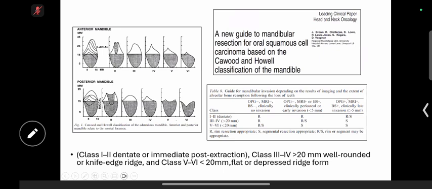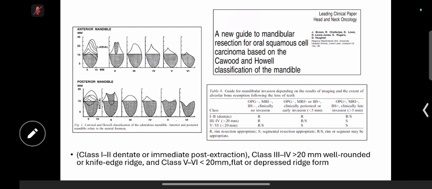This is another article by Brown et al., in which they have given a guide to mandibular resection for oral squamous cell carcinoma based on the Cawood and Howell classification of the mandible. So what is the Cawood and Howell classification? They classify the posterior mandible into 3 subcategories. Class 1 and 2 include a dentate or immediate post-extraction mandible. Class 3 and 4 include a mandible greater than 20 mm in height with a well-rounded or knife edge ridge. Class 5 and 6 are when the mandible height is less than 20 mm or a flat or depressed ridge form.